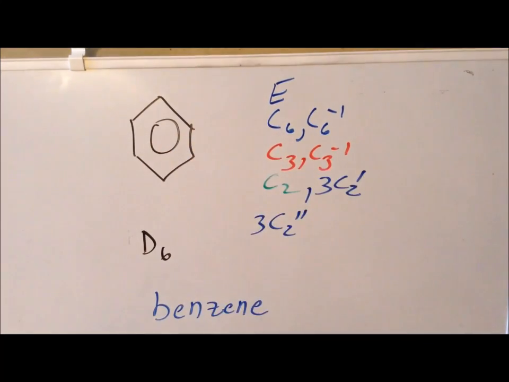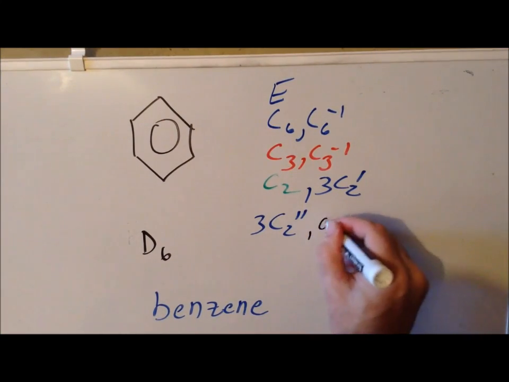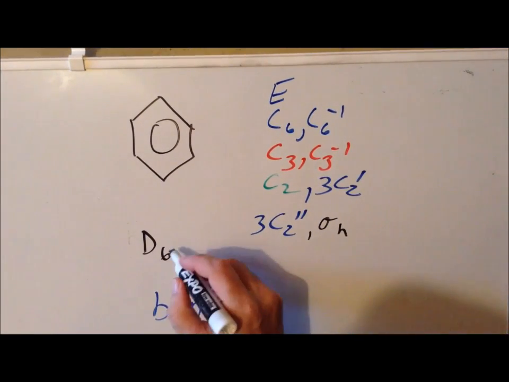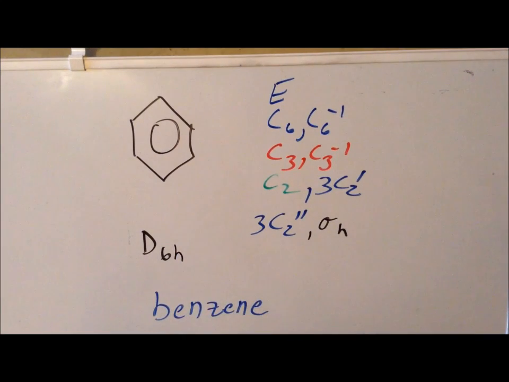So we do have a sigma h. So that tells me right away, even before I look for other symmetry elements, that we must have the point group D6h. So our classic example of D6h in geometry would be a perfect hexagon. Our chemical example of D6h is the compound benzene.